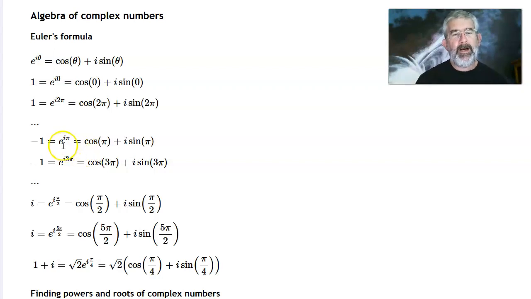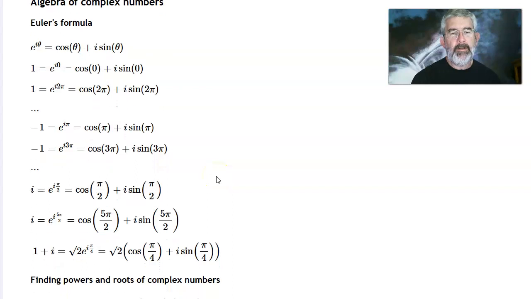But anyway, e to the i pi, I could rewrite as cos pi plus i sine pi. And notice that the cosine of pi is minus 1 and the sine of pi is 0. So again, this is minus 1 plus 0, and sure enough, that's equal to minus 1. Likewise with a 3 pi in there, or 5 pi, or 7 pi, or any odd multiple of pi would get you to minus 1.